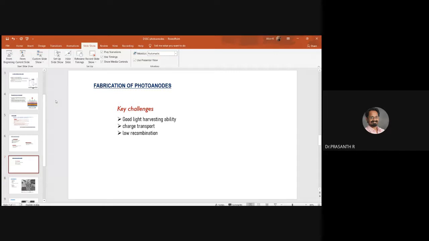While getting into the fabrication of these photoanodes, there are several key challenges one could face. The design and fabrication of photoelectrodes with good light harvesting ability, charge transport, and lower recombination is a key challenge in DSSC. Photoelectrodes can be synthesized using many approaches. The key motivation in choosing the right synthesis method is its capability in tuning material architecture by controlling the reaction parameters. So this article reviews various synthesis methods used for fabrication of metal oxides, which are already mentioned.